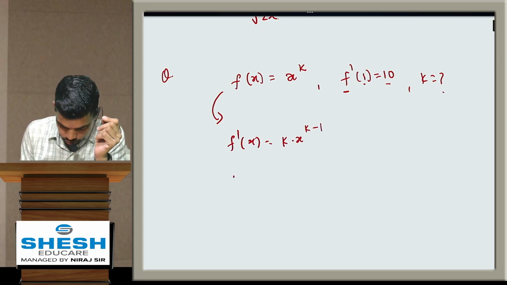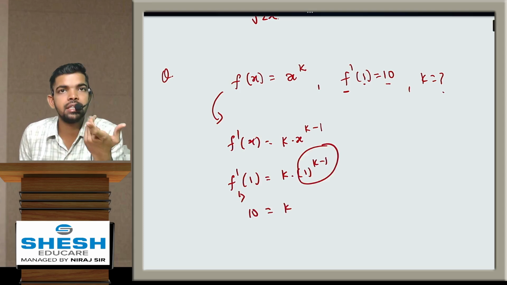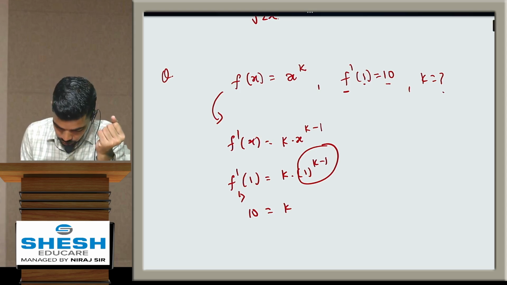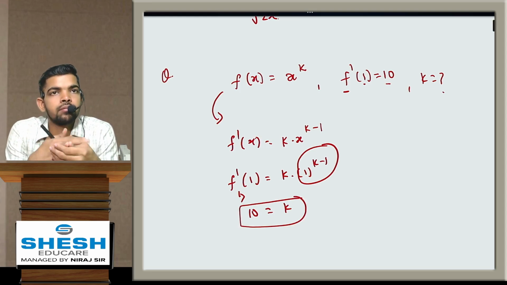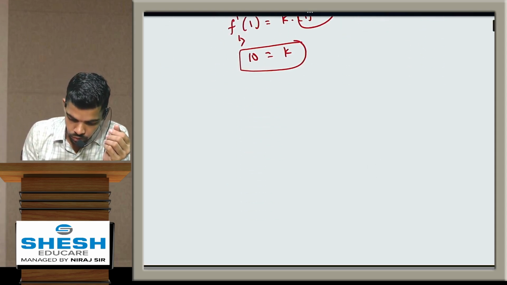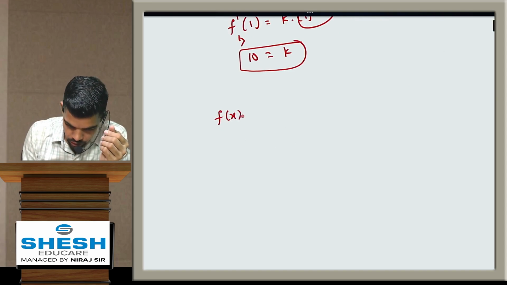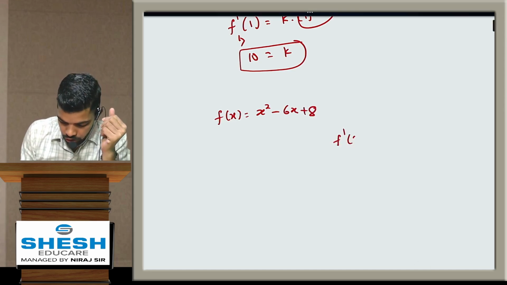ठीक है. Now they have given f dash of 1. So put x is equals to 1. This is 10 is equals to k. 1 raised to anything is 1. So we will get k. So k is 10. Next question. What they are given? F of x is given x square minus 6x plus 8. They want to find what will be f dash of 5 minus f dash of 8.